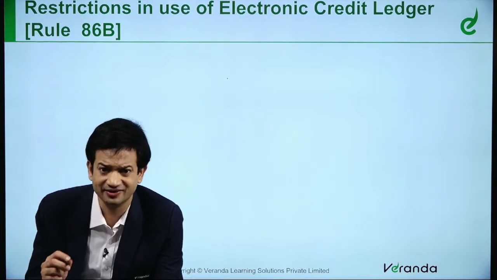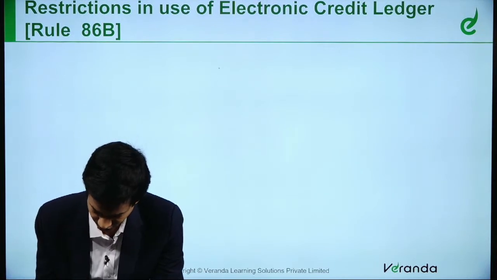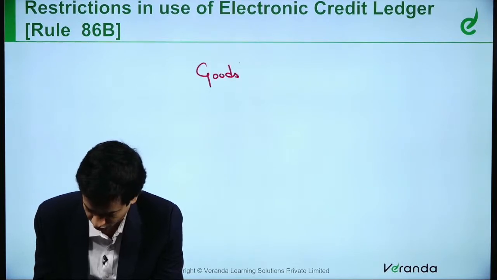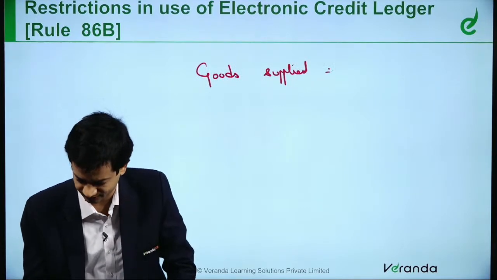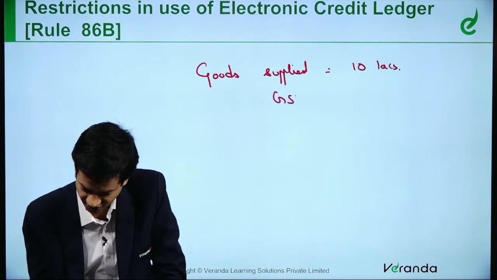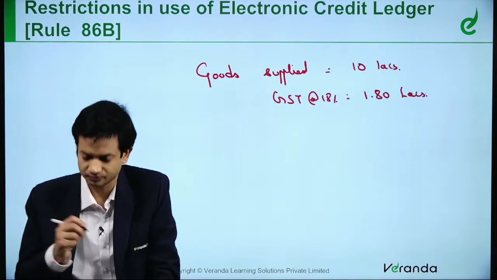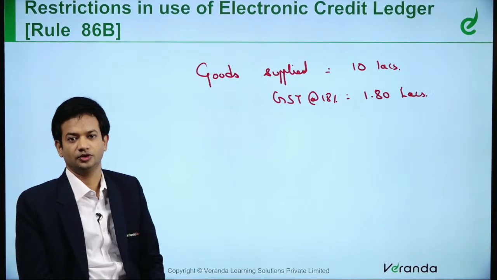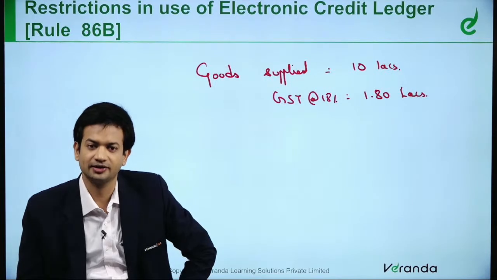Now I will give a small example to explain this entire Rule 86B. Simple example. So let's say goods supplied worth 10 lakh rupees, GST at the rate of 18%, 1.8 lakhs. Now, for the month I will have to pay 1,80,000 rupees to the government, right?